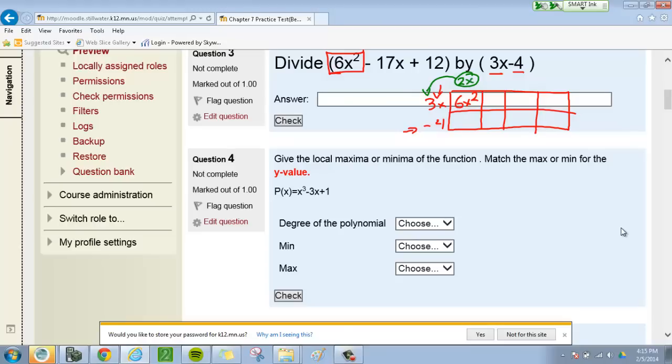So this is 2x. Now what we can do is take this 2x and multiply it by the negative 4 to get this box right here. So 2x times negative 4 is negative 8x. And then we get that box right there. Okay, here's the next step.